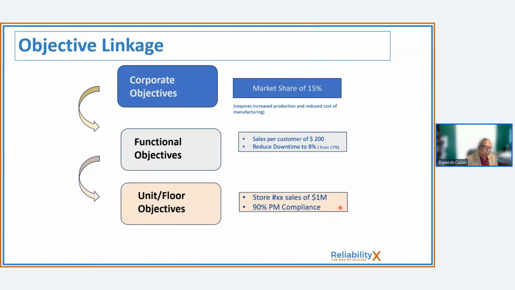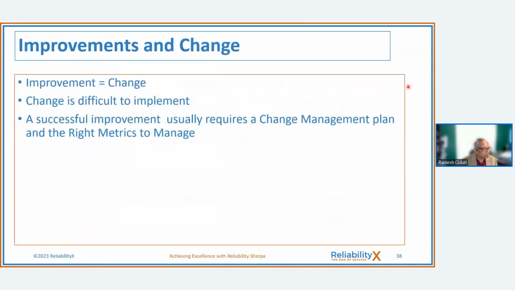Remember, improvements are change. Change is difficult to implement. A successful improvement usually requires a change management plan and the right metrics to manage. Mahatma Gandhi said, be the change. You have to become the change if you want to see the change.